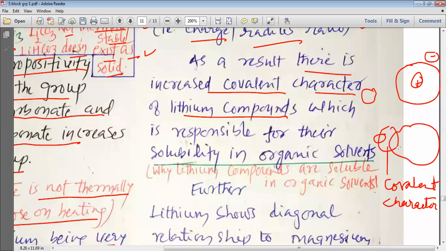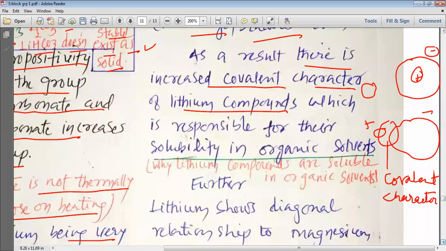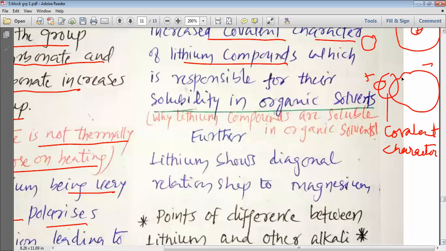Lithium compounds actually exist as a cation and anion, but due to the distortion of the anion, which is bigger in size, and due to the very big charge to size ratio of lithium, distortion takes place, and due to distortion, the covalent character is increased in lithium ions or lithium compounds.